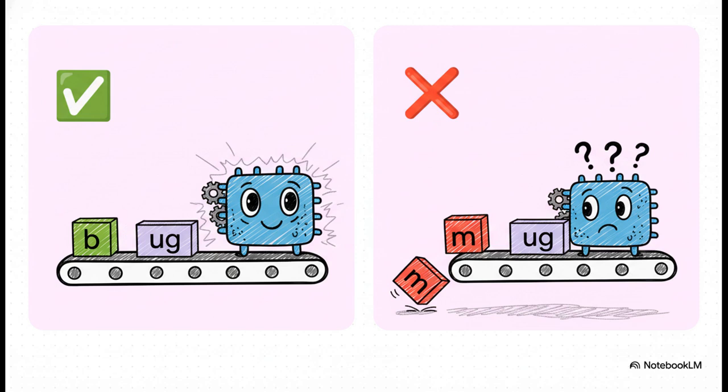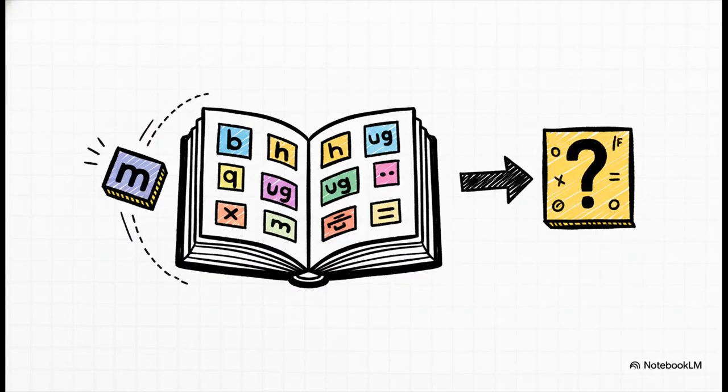Perfect. But if we give it the word mug, well, we hit a snag. You see, the problem is that the letter M just wasn't in our original training data at all. So the model literally has no clue what it is. It basically throws its hands up and replaces it with a special unknown token, which you'll often see written as UNK. This really highlights a fundamental limit. The model can only understand what it has been trained on. And that's why the quality and the sheer size of that training data is absolutely everything.